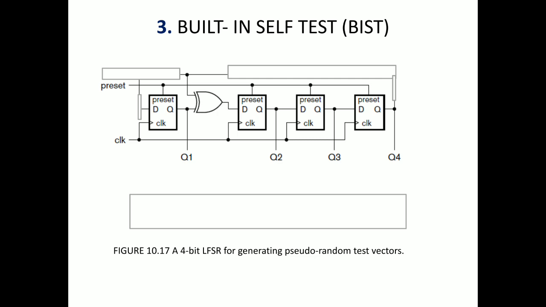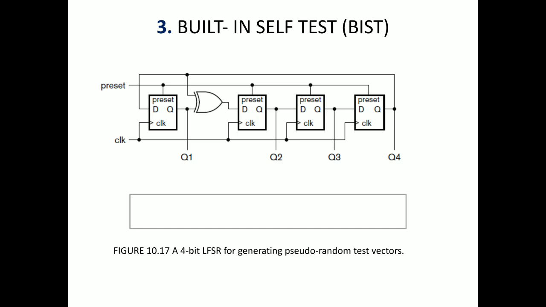Next we need to give feedback, because we are constructing a feedback shift register, a linear feedback shift register. The last flip-flop output is given as input to the first flip-flop, and also as one input to the XOR gate. This is the feedback path. We are giving feedback to the input and also to the XOR gate. This is how we construct a linear feedback shift register.